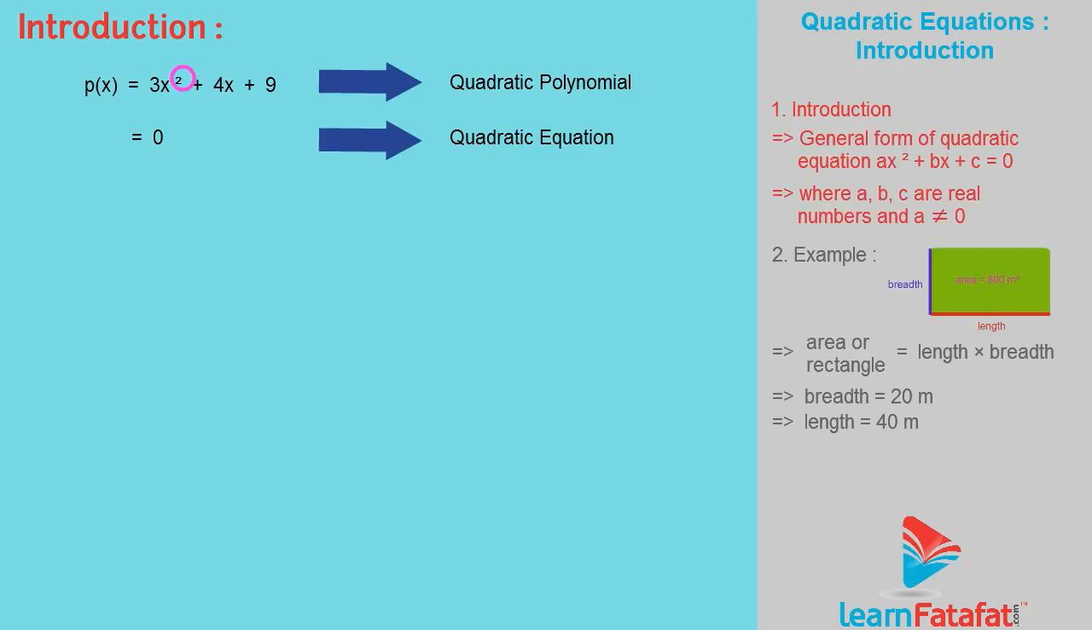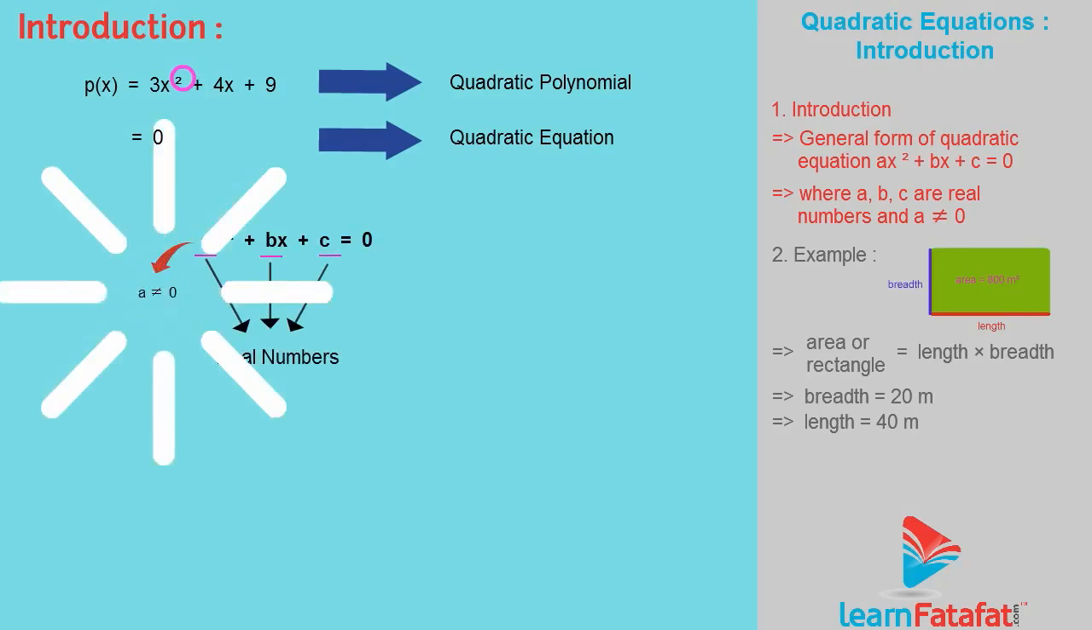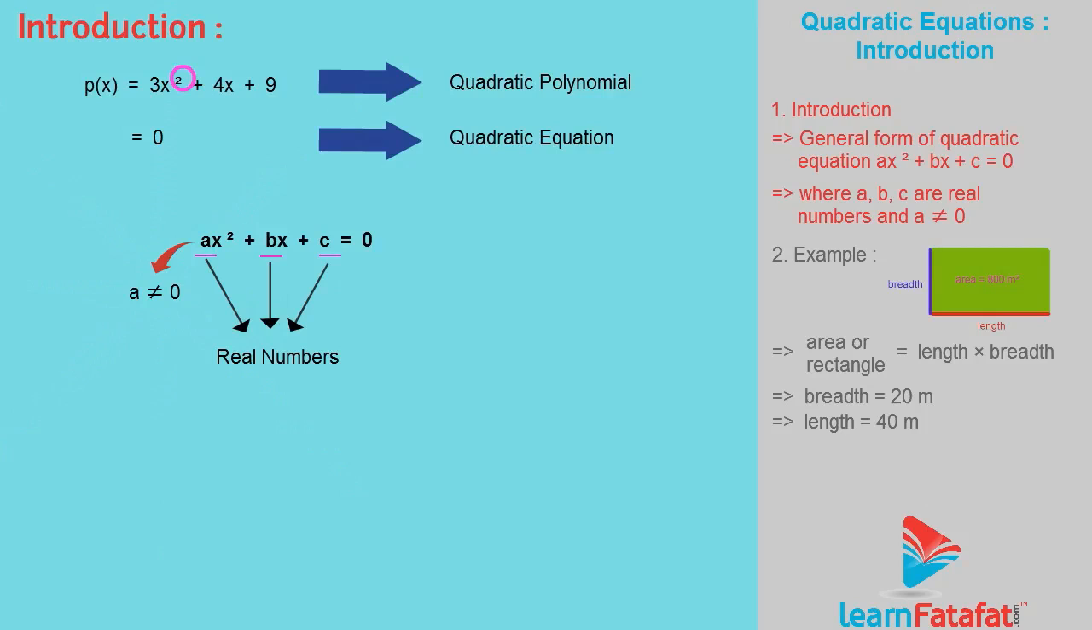A quadratic equation in the variable x is an equation of the form ax² + bx + c = 0, where a, b, c are real numbers and a is not equal to 0. This is the general or standard form of the quadratic equation.